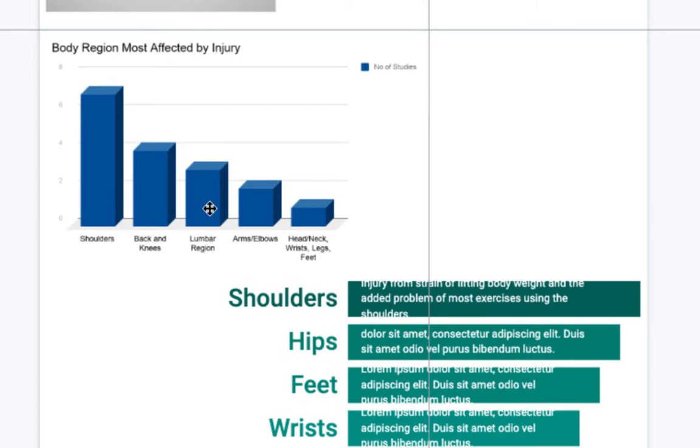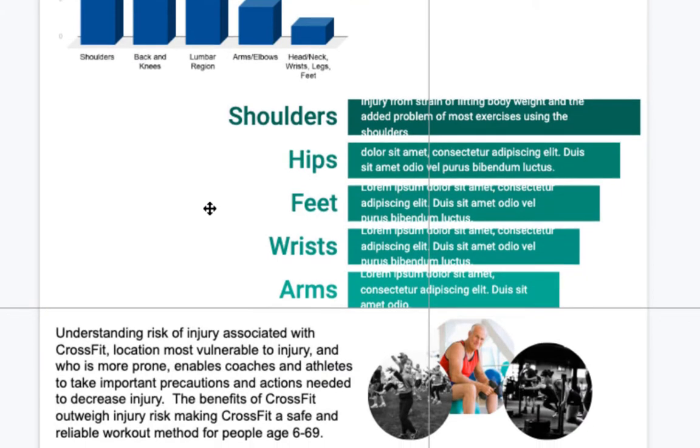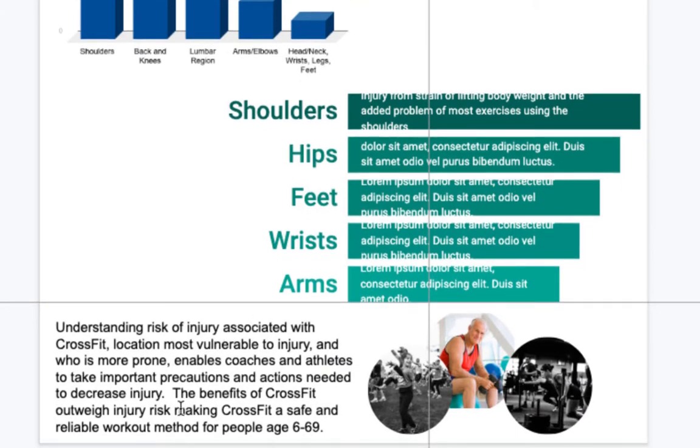We've added a chart for the body and body regions most affected by injuries. We added a diagram. Then down here at the bottom we did a text box for the summary, and here I showed you how to add 3 images, crop them into a shape, and then use the ordering tool to determine which ones would be on top and which ones would be on the bottom.